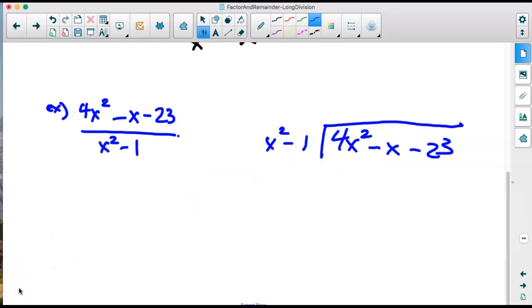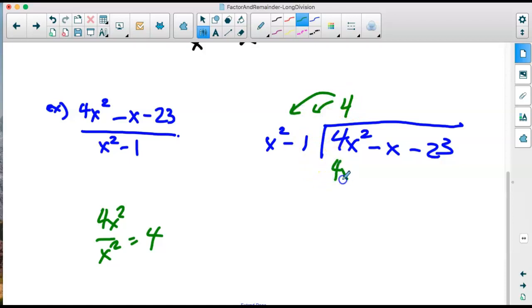All right, so we would divide the first two terms. You have the 4x squared divided by x squared here. So if we take the 4x squared divided by x squared, we get 4, so that's our first term. Okay, we're going to multiply this by those two terms. We get 4x squared minus 4. Well, we wouldn't put that under the x, we'd put it under here, minus 4, because it's matching. We subtract.